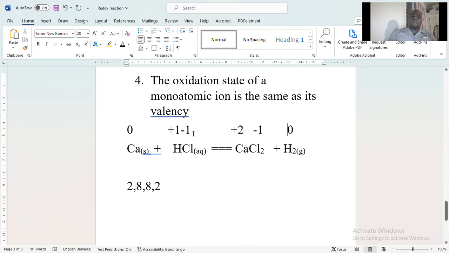When we look at the chlorine, the oxidation number doesn't change. The oxidation state remains -1. So we know it's neither being oxidized nor reduced.